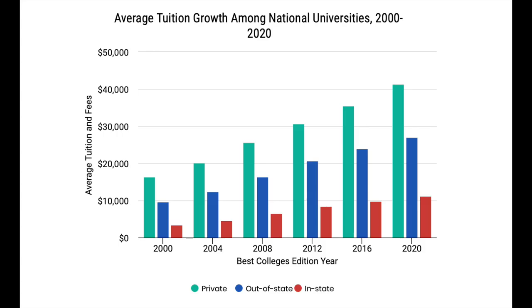Oh, would you look at that? Since 2000, the average price of private universities has risen from about $16,000 all the way to over $40,000. And out-of-state and in-state have had significant increases as well. So from this, it's very clear why it's not included in the inflation numbers, because then inflation would be a lot higher officially than it is right now, because the cost of living for a huge chunk of Americans, college students, has been rising exponentially.